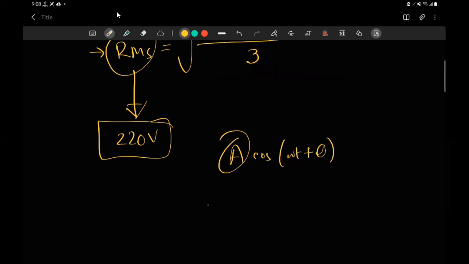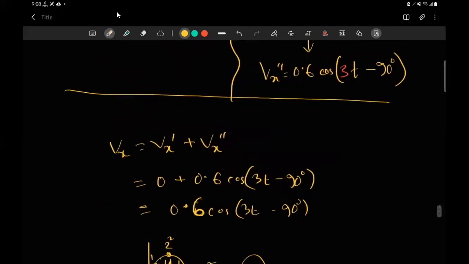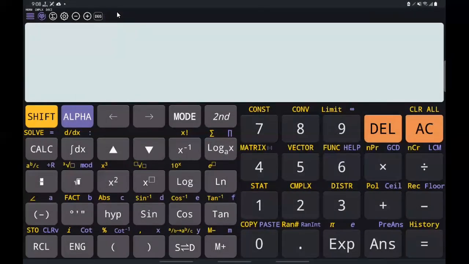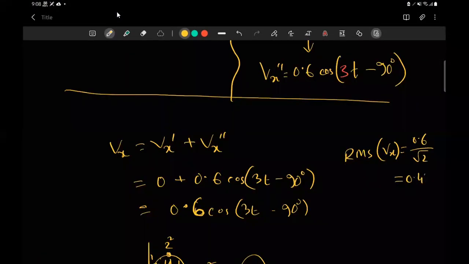And the RMS value formula is given by k over root 2. If you divide that by root 2, that is your RMS value. For example, for this voltage here, if we are asked what's the RMS value of Vx, the value would be 0.6 divided by root 2, whatever that value is. Let's see, 0.6 divided by square root 2 is 0.424. So the value is 0.424.